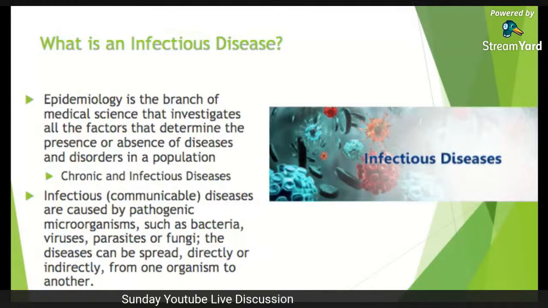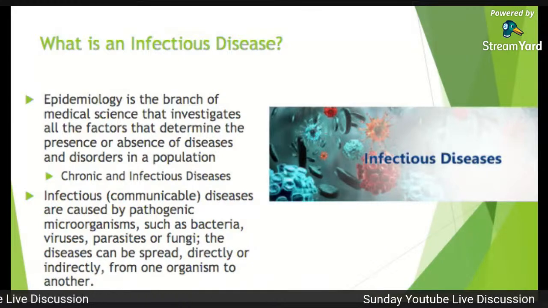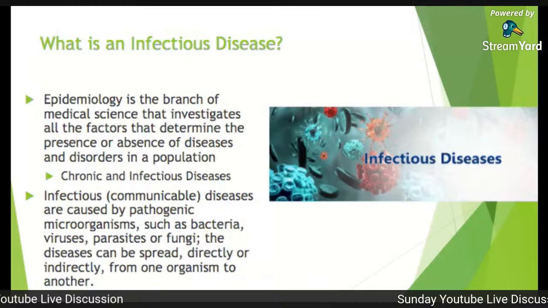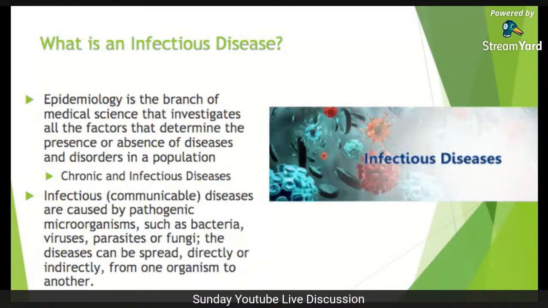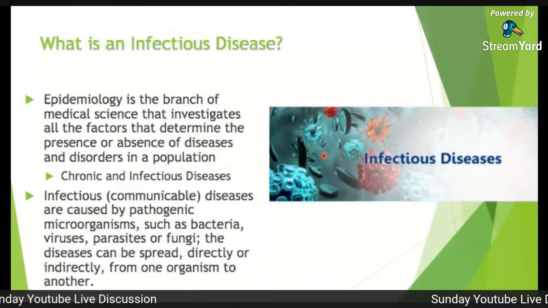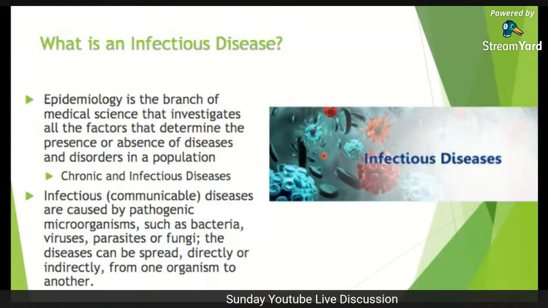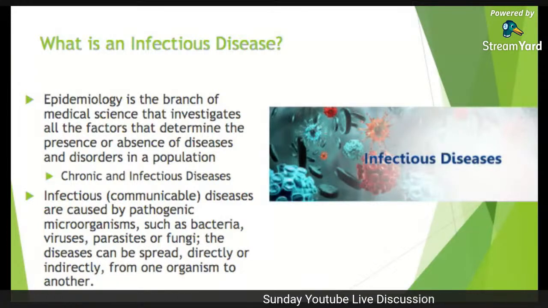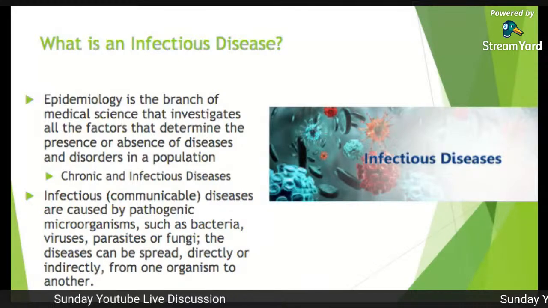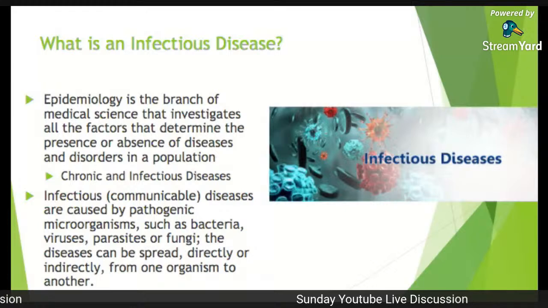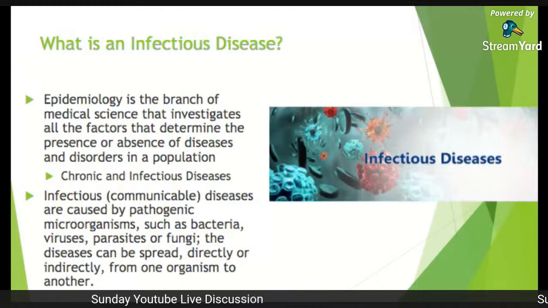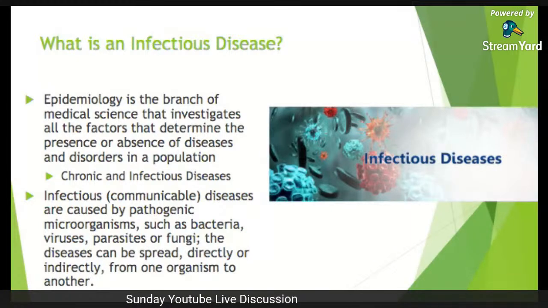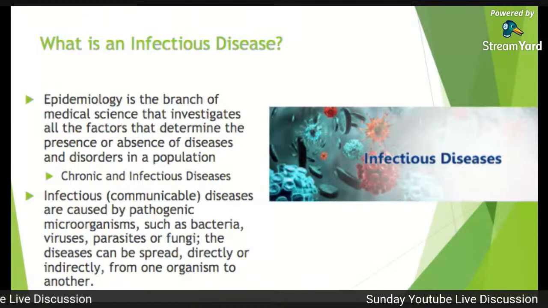Infectious or communicable diseases are those caused by pathogenic microorganisms, such as bacteria, viruses, some type of parasite, or fungi. The disease can be spread directly or indirectly from one organism to another. Last time we met on the Sunday discussions, I talked about different types of microorganisms, and I told you the difference between bacteria and viruses, and how certain things that are targeted for bacteria won't necessarily work on a viral infection like COVID-19. There are beneficial microorganisms, but there also are those that are pathogenic, which means they can cause disease. And they're transmitted multiple ways.